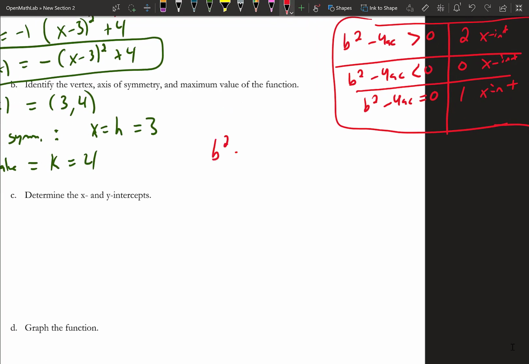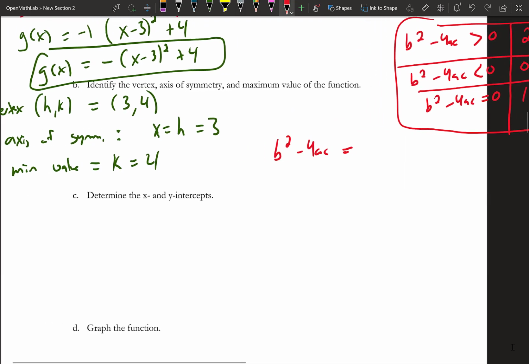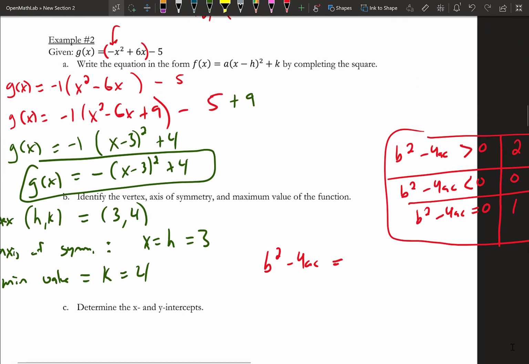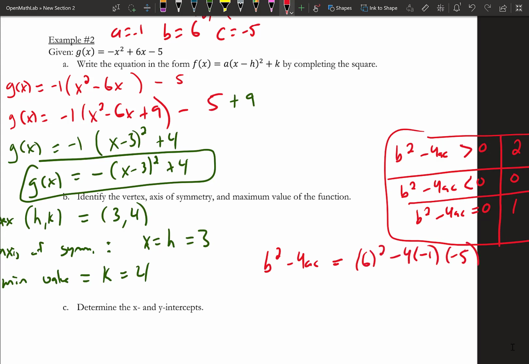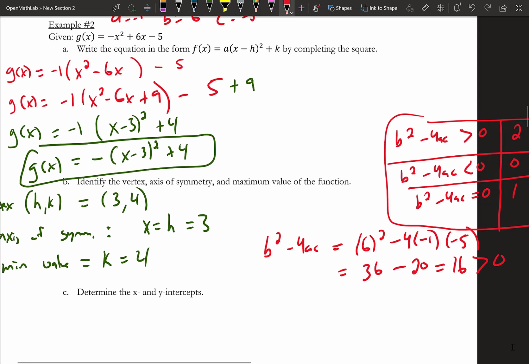So our discriminant would be equal to, a is -1, b is 6, and c is -5. If I plug these in, we would get 6 squared minus 4 times -1 times -5, which equals 36 minus 20, which is 16. So this is bigger than 0, so I'm going to have 2 x intercepts. And 16 is a perfect square, so specifically, we're going to have 2 rational zeros.